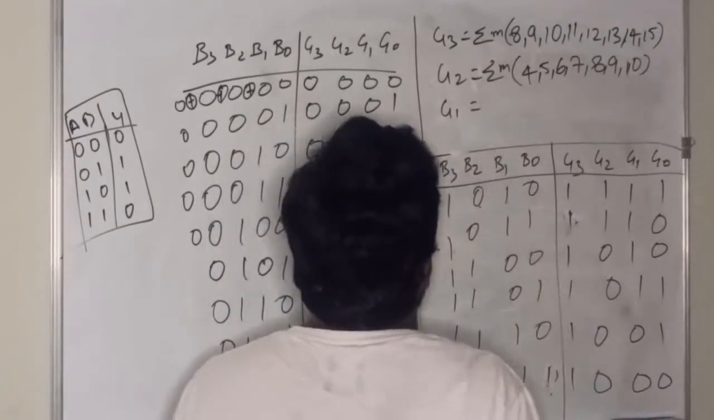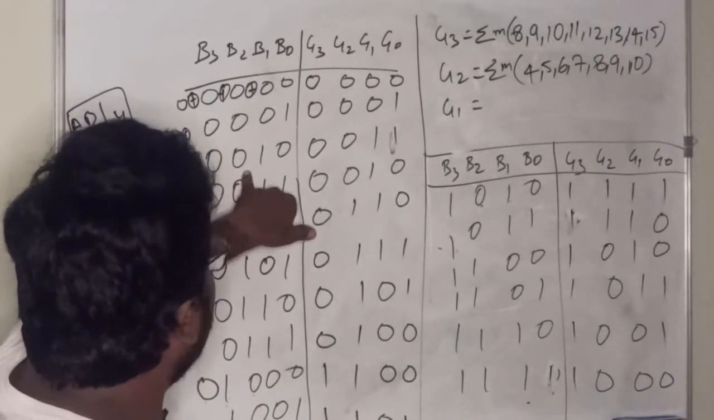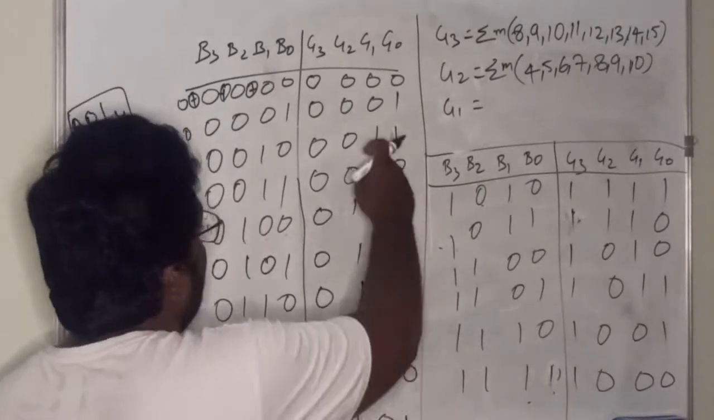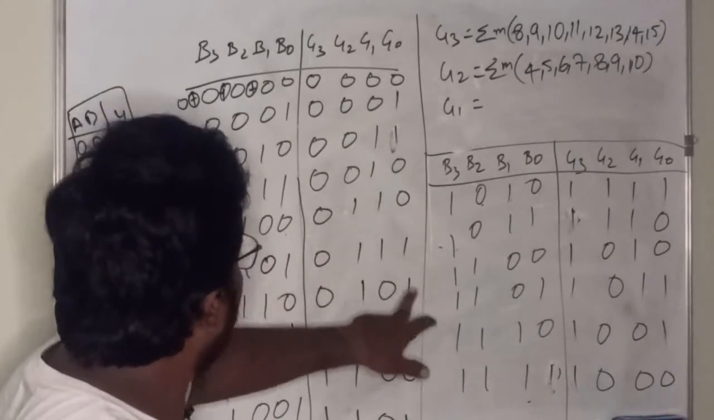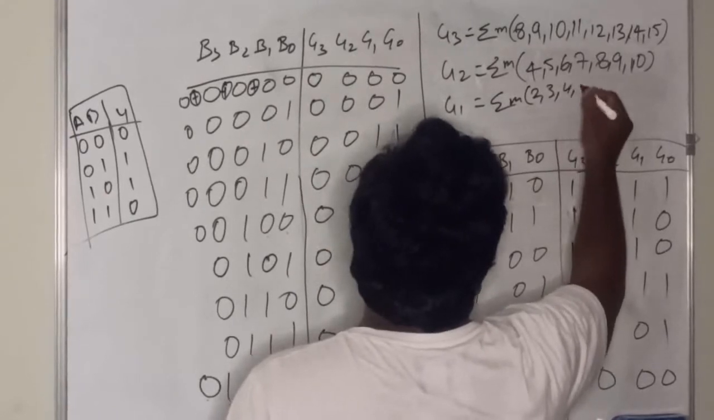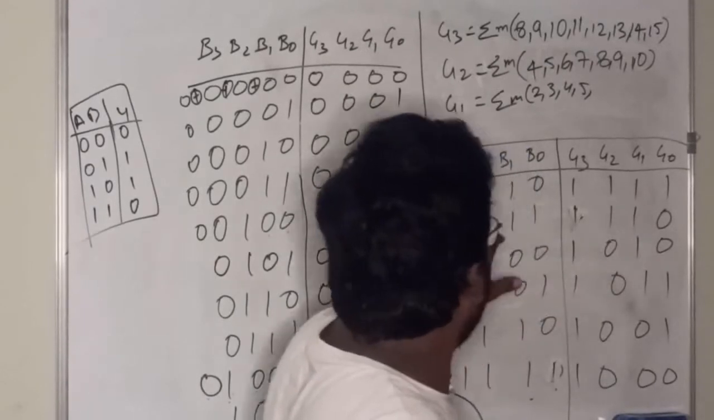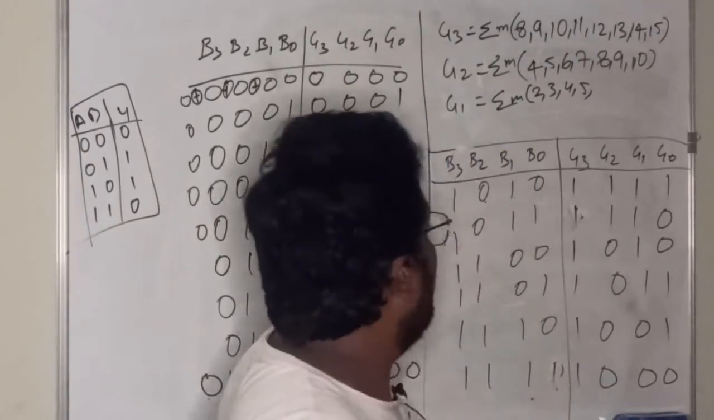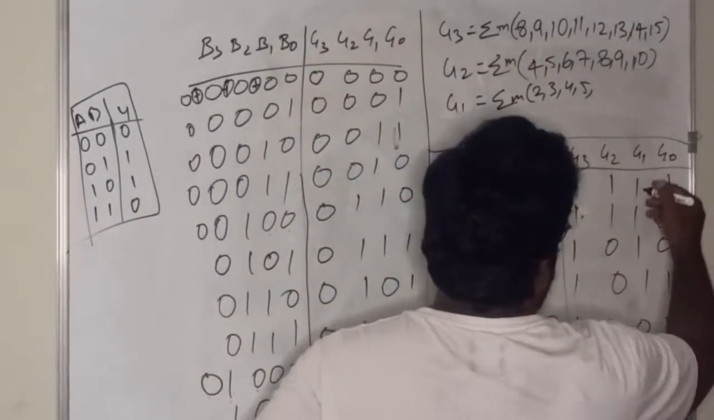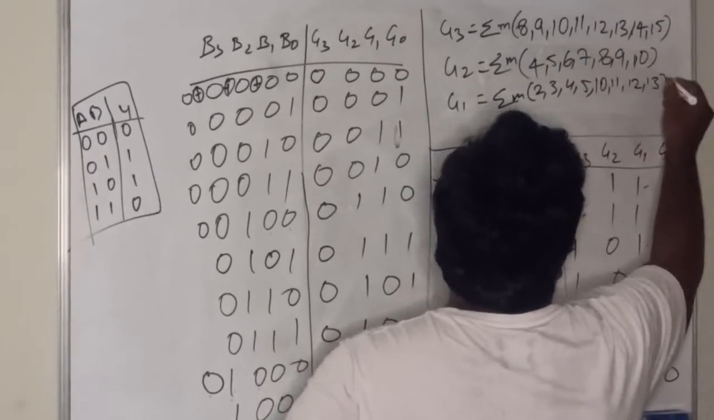So the minterms for G1 are, see, here it is 1 when the input is 0 0 1 0. So it is 2. Next one is 3, 4, 5. Summation m of 2, 3, 4, 5. So next here 1 0 1 0, right? So this is 10, 11, 12 and 13.